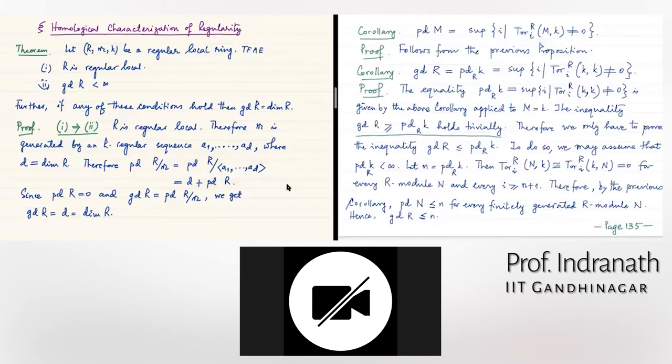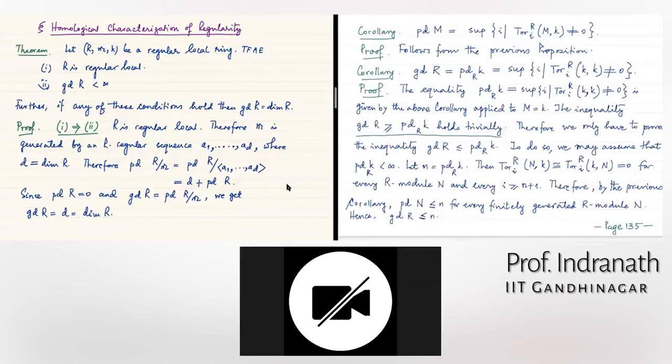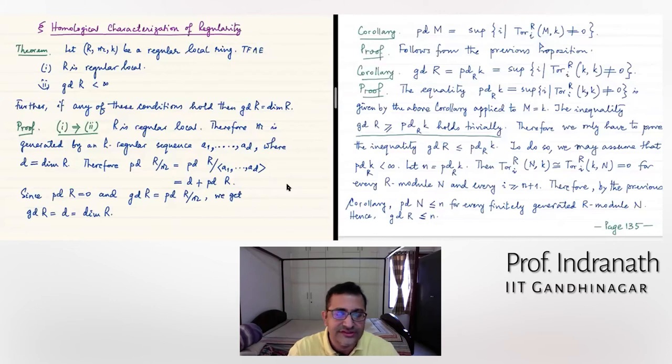Going modulo a non-zero divisor. Precisely. So you just keep on doing it, and it's going modulo one non-zero divisor each time. You reduce this, you have the addition formula. Therefore you have the projective dimension of R, which is zero, and this is this. Therefore you have this. I hope it is clear to all of you.